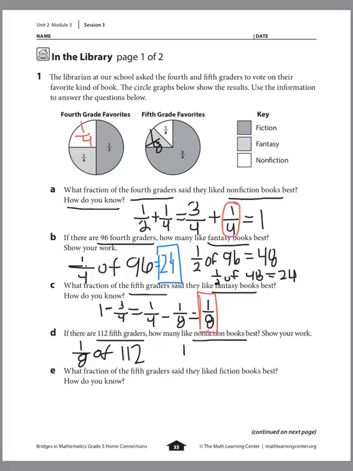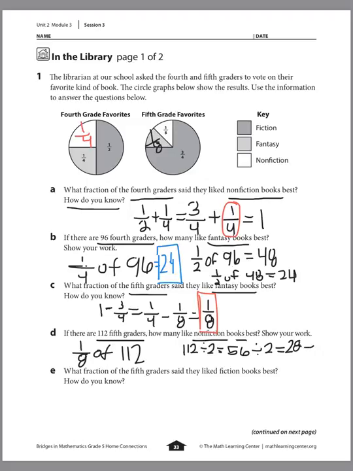112, half of that, so divide by 2 is 56, because I know half of 100 is 50, and I know half of 12 is 6. So 112 divided by 2 is 56, so that's half of 112. Now we're dividing by 2 again to find a quarter. So 56 divided by 2, 25, 26, 27, 28. So now that's a quarter of 112.